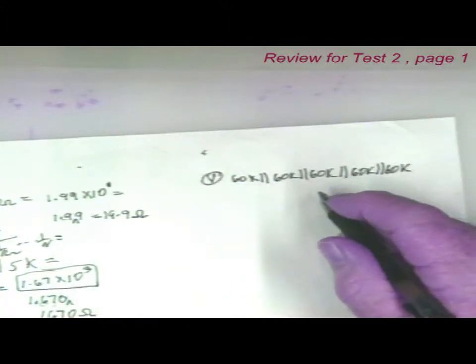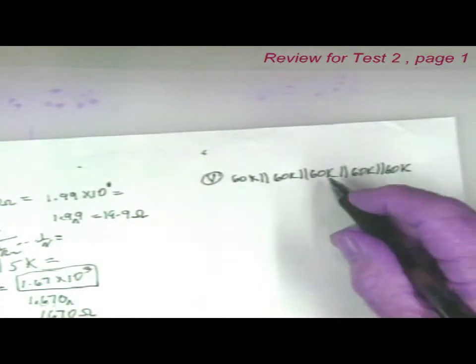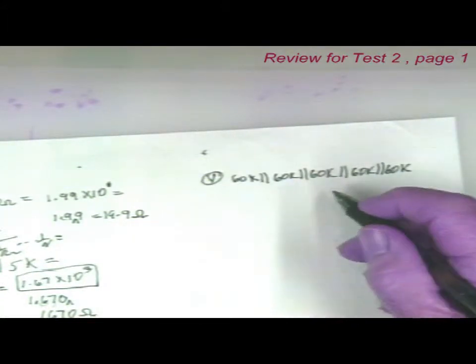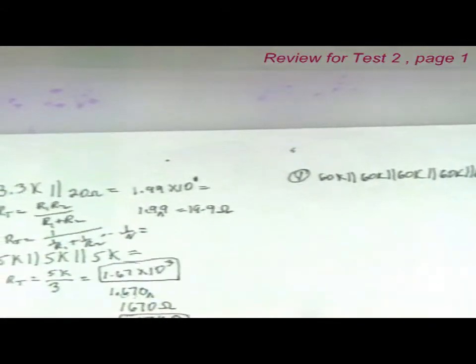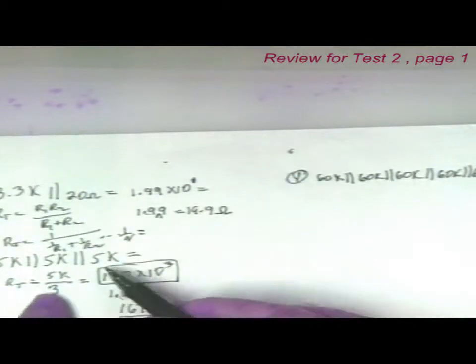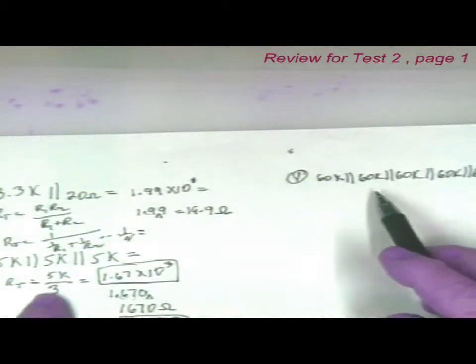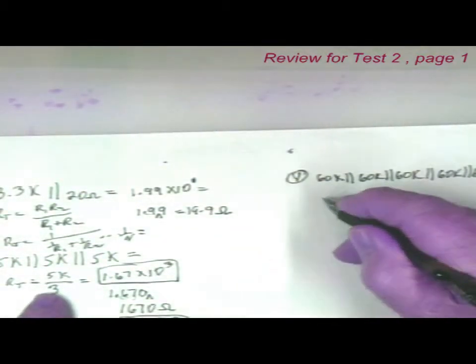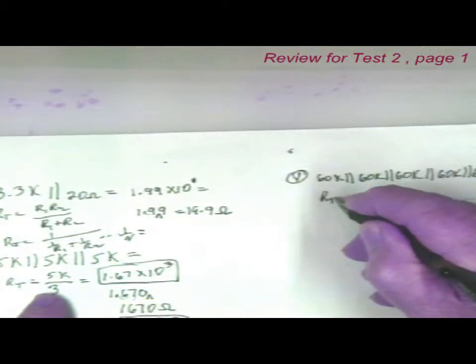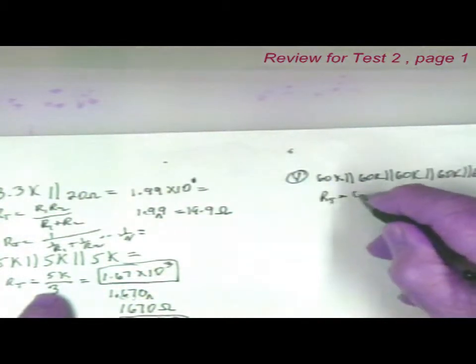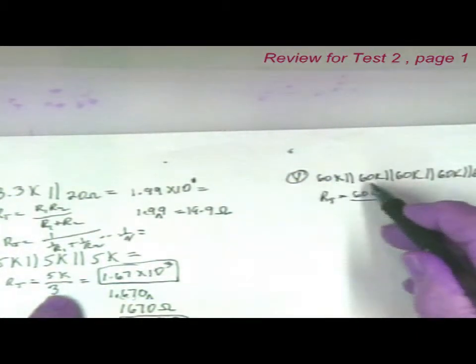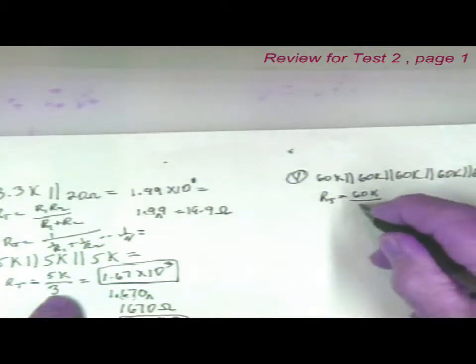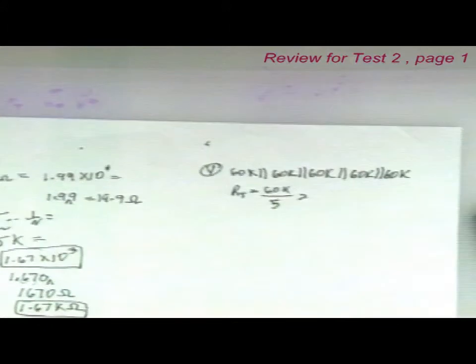Now, we're not going to use a reciprocal formula, because, and we could double check ourselves with that, but we might as well use this formula that we used over here. Anytime you have the same size resistors, and notice these are the same size resistors, you say that RT equals the size of one of these resistors, it's 60K, divided by the number of resistors, 1, 2, 3, 4, 5. Okay, and we'll go ahead and plug that into our calculator.